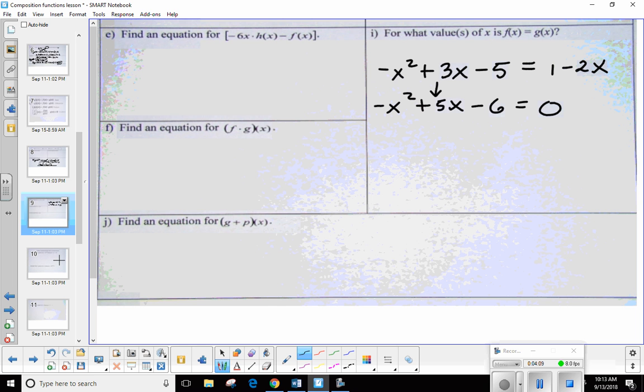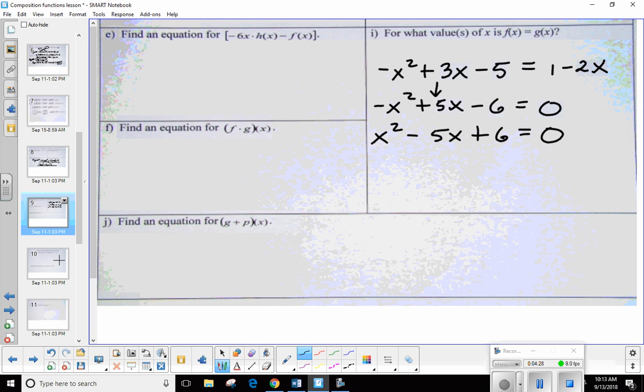Okay, Connor, say that louder. Oh, the x squared has to be positive. That's exactly right. That coefficient of x squared has to be a positive 1. Anything else, we'd want to go ahead and divide it out. So I'm just going to multiply through by negative 1, change all the signs. Minus 5x plus 6 is equal to 0.